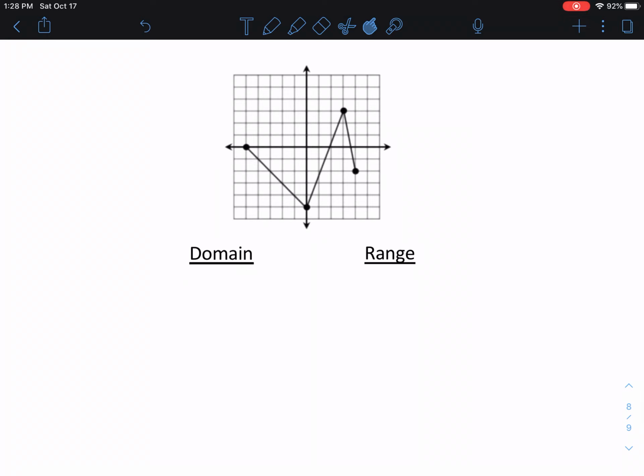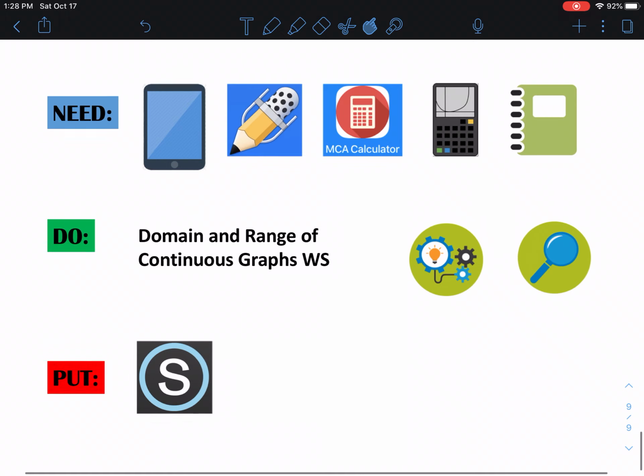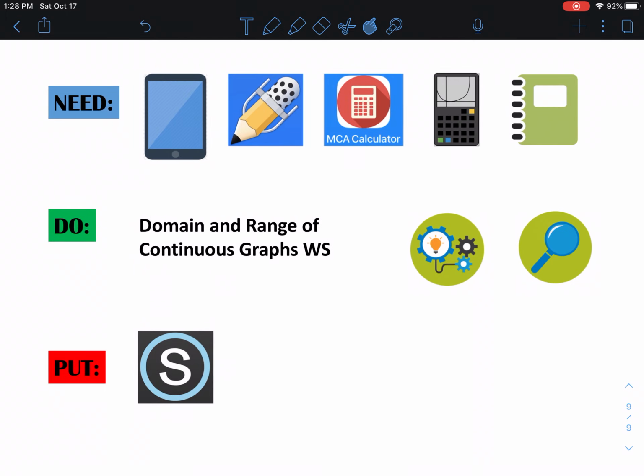Okay, you can give this one a try as an extra example if you'd like. We'll pause here if we have time. All right, domain and range of continuous graphs. Your assignment is 6 problems finding the domain and range of these kinds of graphs. All right, good luck.